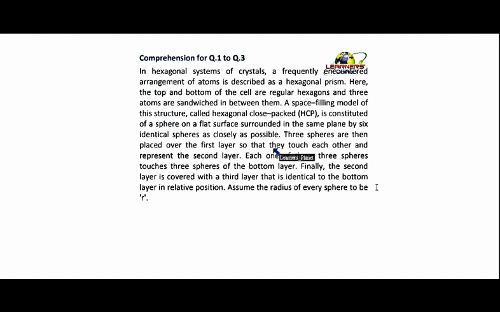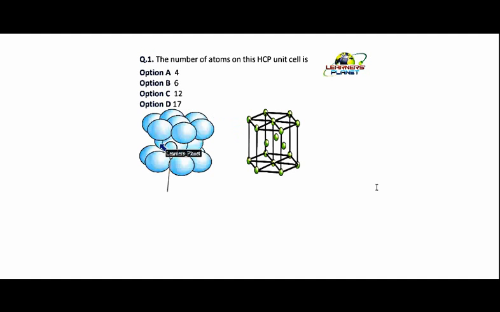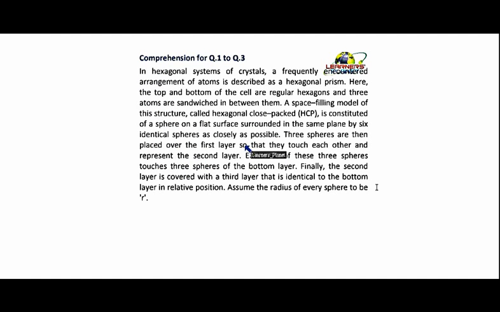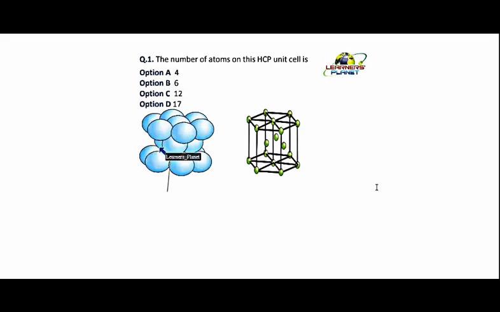Then 3 spheres are placed over the first layer so that they touch each other and represent the second layer. See here, these are the 3 spheres, 1, 2 and 3. They are touching each other and they represent the second layer. Then, each one of these 3 spheres touches the 3 spheres of the bottom layer. See, 1, 2, 3, it is touching 3 spheres of the bottom layer.